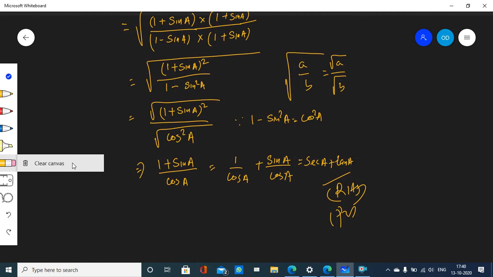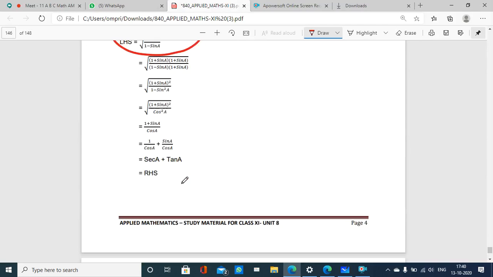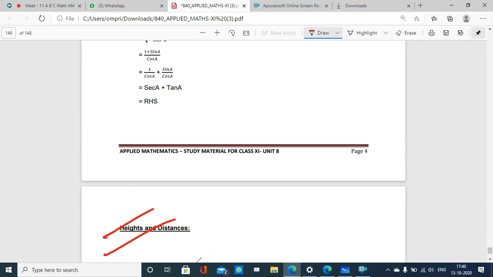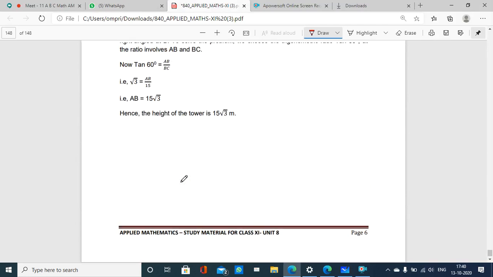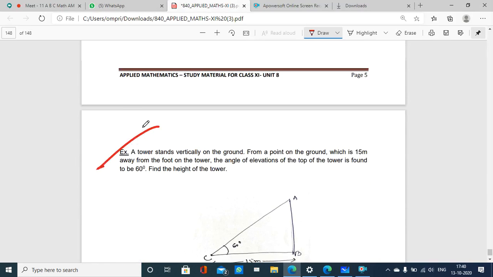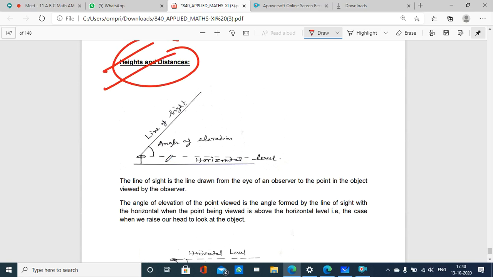So this proof is done. And let's just, there is only one question on this, only one question. So why should we leave it to the next class? Let's just finish it, right? Only one question is there in this height and distance problem. Okay, let's just do that problem. First let's try to understand the concept and let's do the problem.